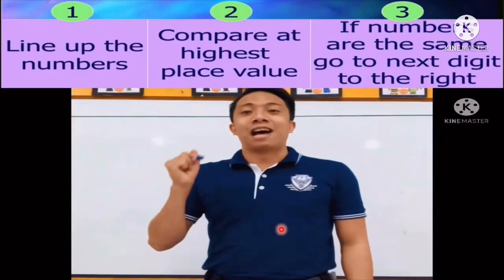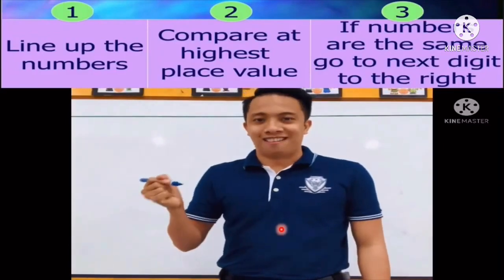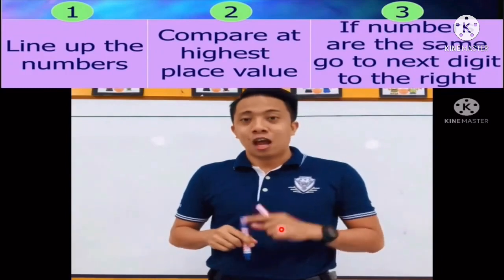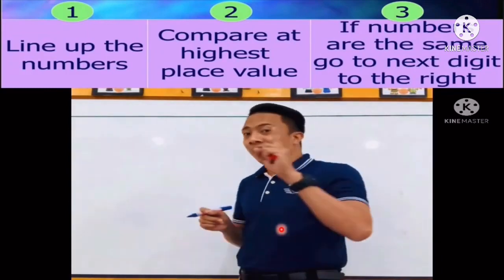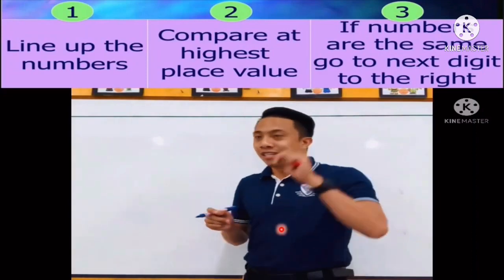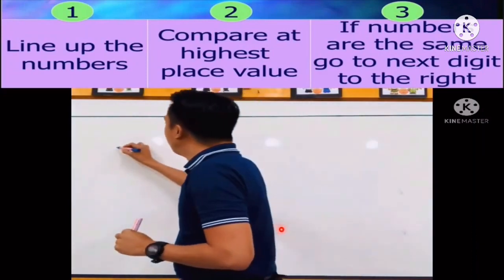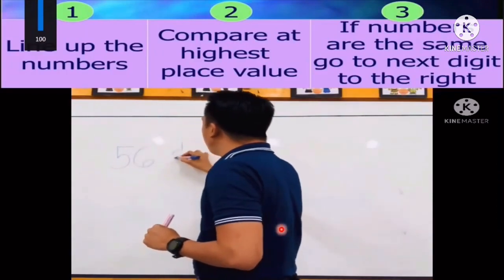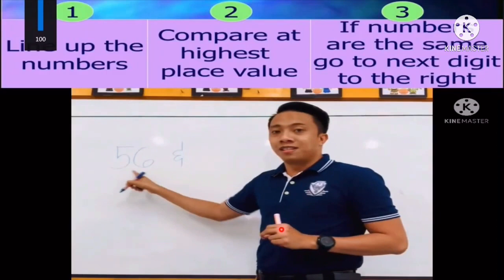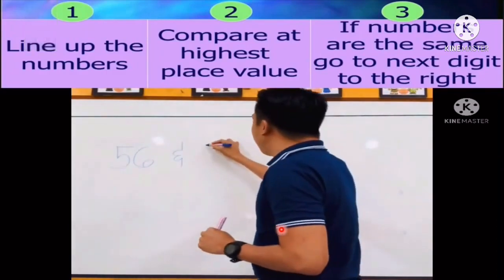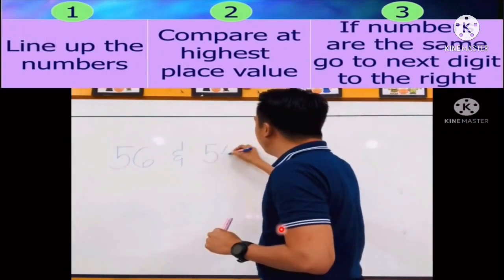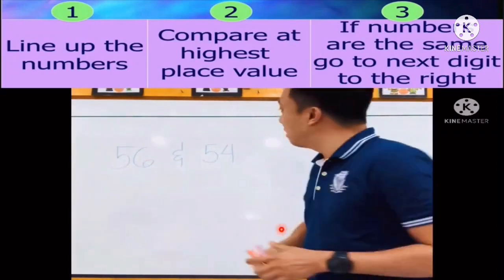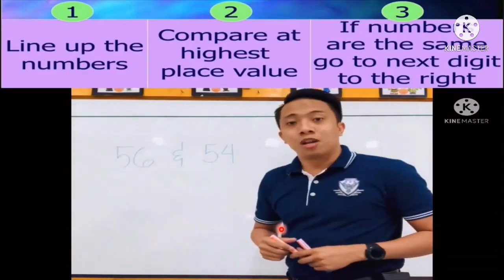Alright, so I will explain how to compare numbers. I have here 3 steps. What are those? First is this. We need to line up the numbers. For example, we will compare 56 and 54. Our first step is to line up the numbers.